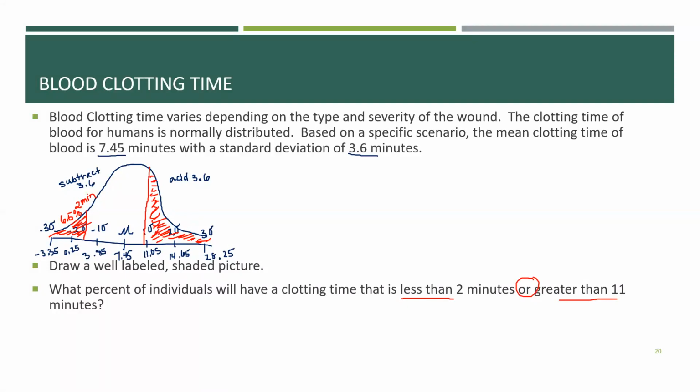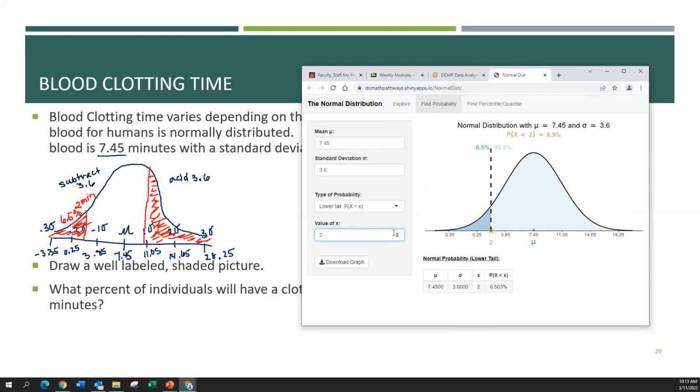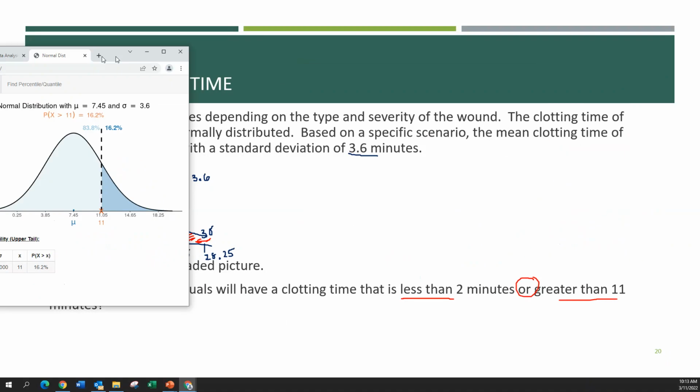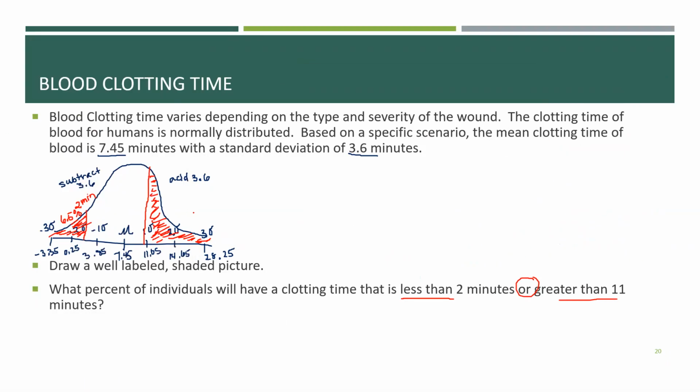And then as a separate one, I have the same mean, same standard deviation. I'm going to do the upper tail, and this time I'm looking for values that are greater than 11. And so the app tells me 16.2%. So that's the value up here, 16.2%.